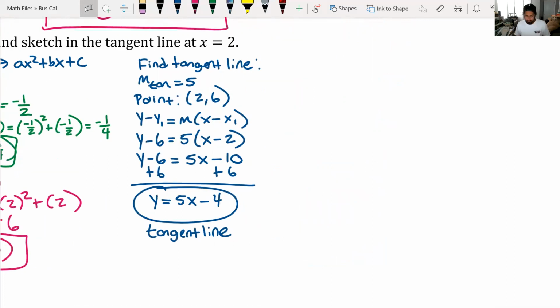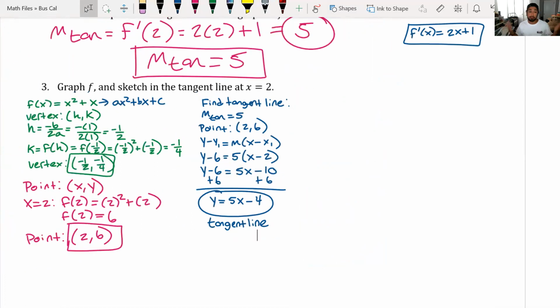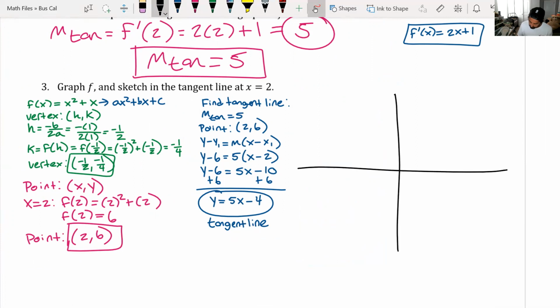Okay, let's graph then. We have everything we need. We can finish this up. So looking at my vertex, I'm at -1/2, -1/4.